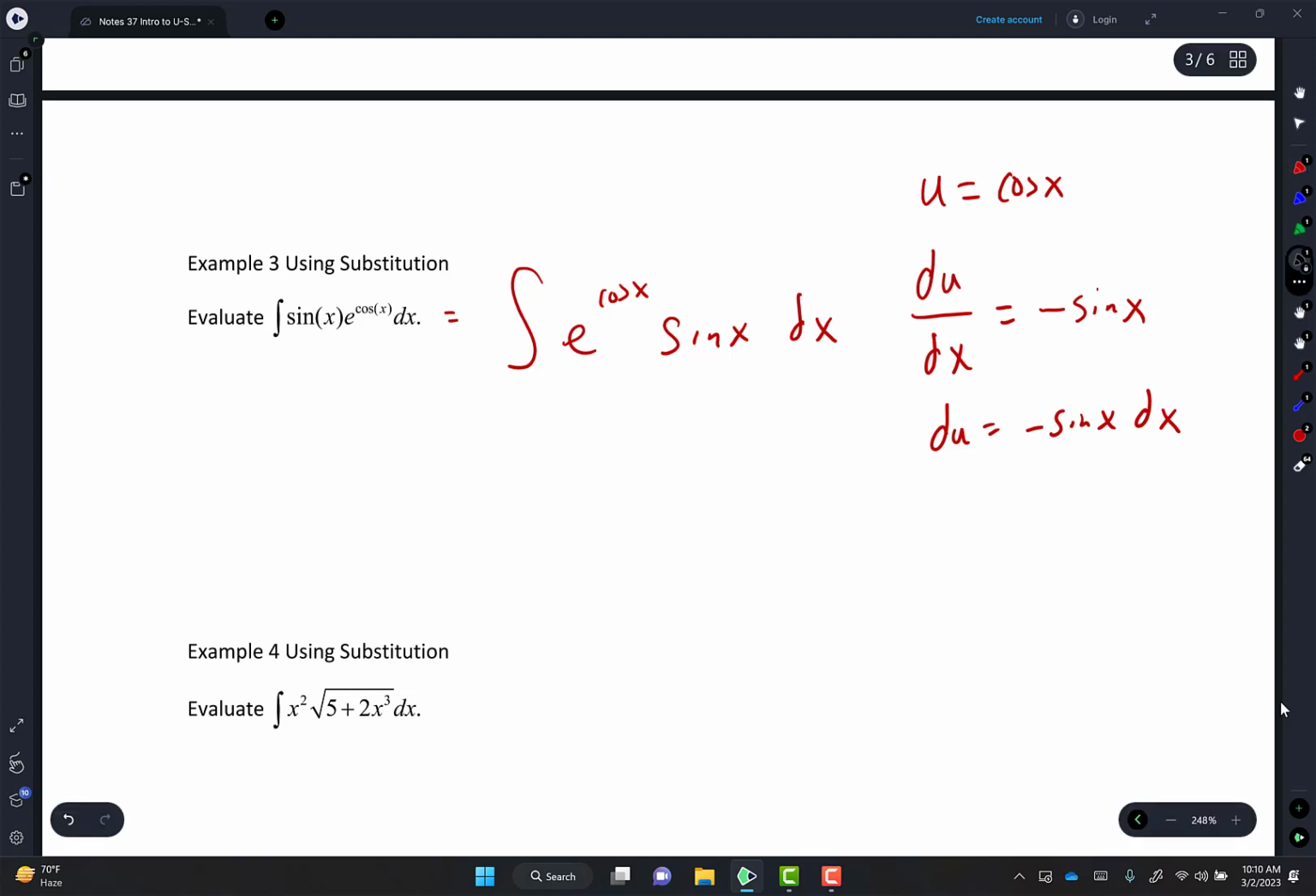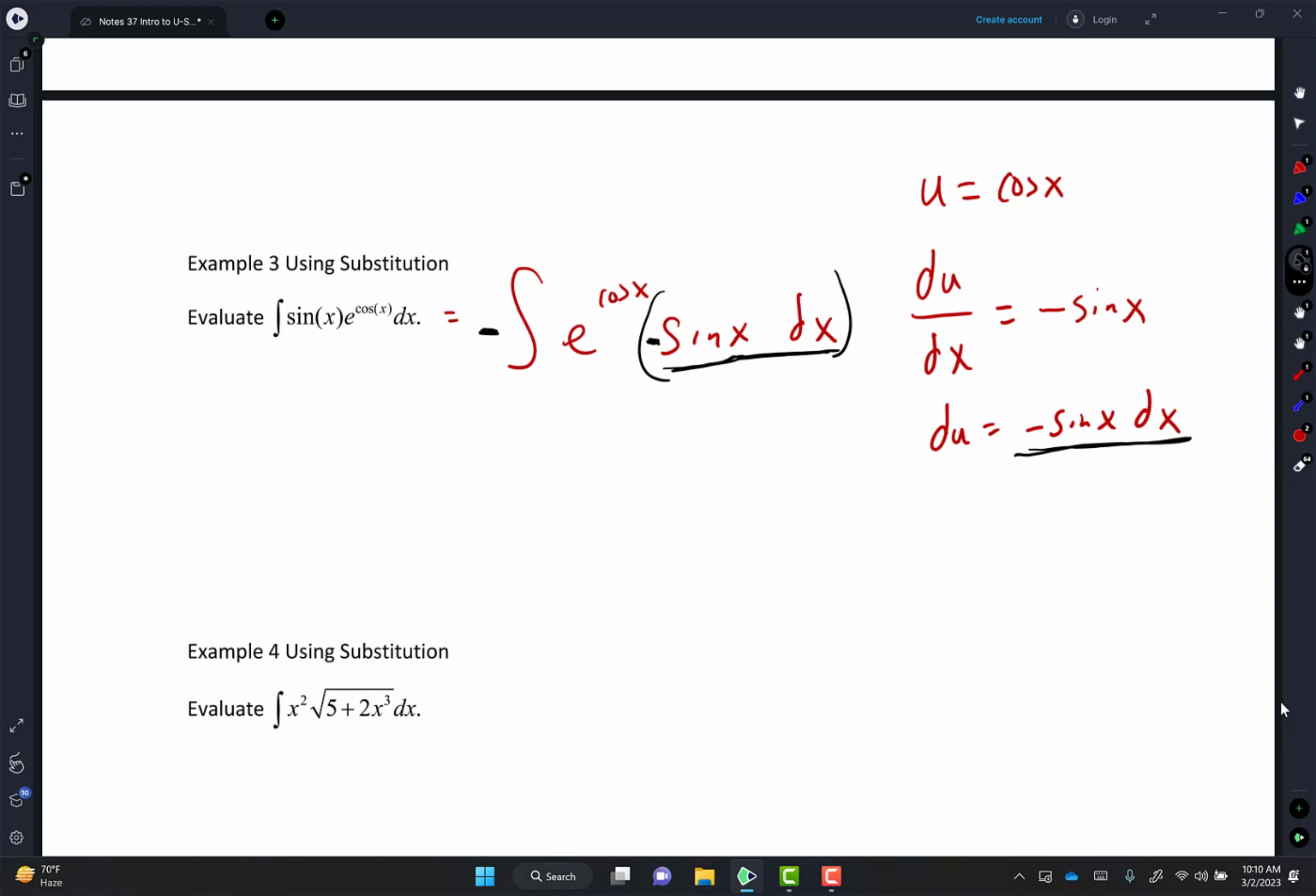Notice I have a sine x dx right there. It almost looks like this one. The only difference, it doesn't have a what? Negative. So I'm going to put a negative in there. If I put a negative in there, I got to balance it by putting a negative on the outside. Are we okay? Tell me, Gonzalez.